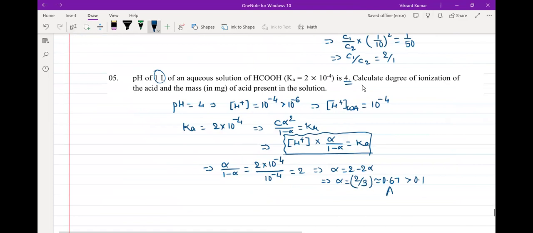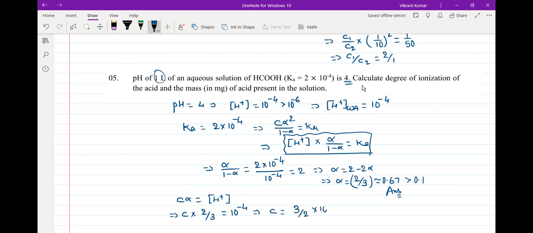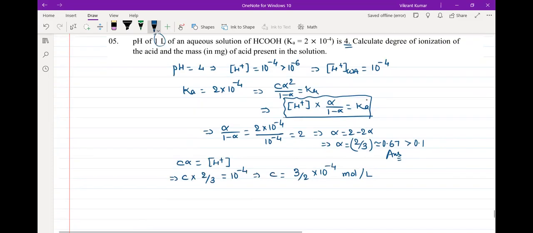Alpha पूछा है. And second is, it is asking you mass of acid. तो C निकाल सकते हैं ना. C into alpha was H plus. We know H plus, we know alpha. So C into alpha का value is 2 by 3 and that is 10 raised to minus 4. So C becomes 3 by 2 into 10 raised to minus 4. तो these many mole per liter है. तो ग्राम में कितना आएगा और फिर मिलीग्राम में कितना आएगा.